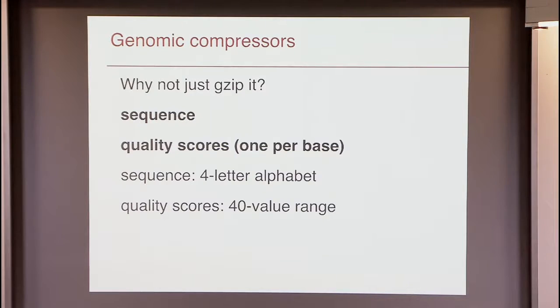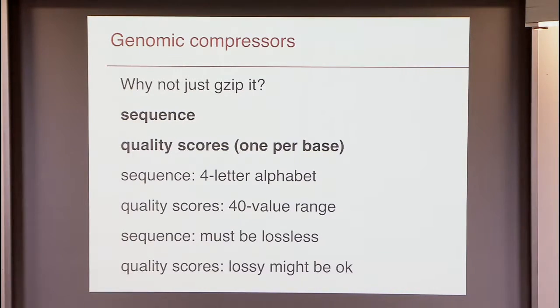The other thing is that, with maybe a few exceptions, I think we want our compression of sequence to be lossless. There might be cases where we're OK with approximate, some amount of loss. But generally speaking, sequence compression should be lossless. Quality score compression, lossy compression might be OK. We might be OK with throwing away some amount of data. And I'm going to get to that a little later.